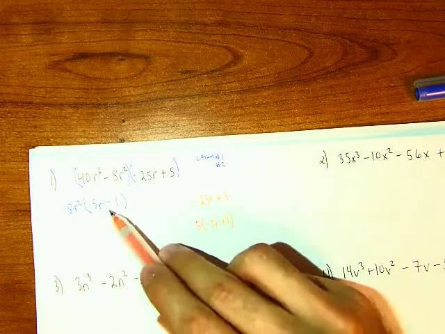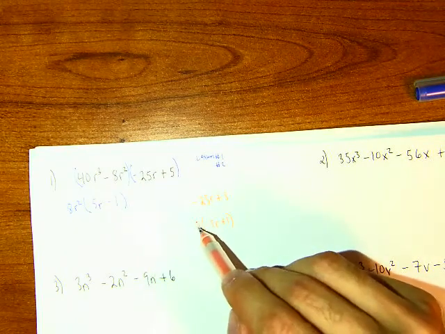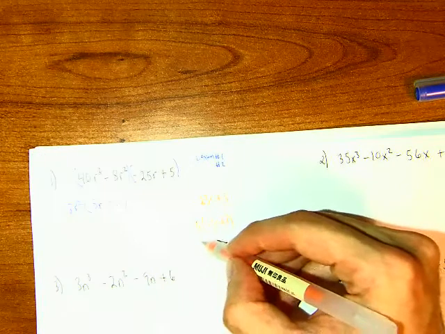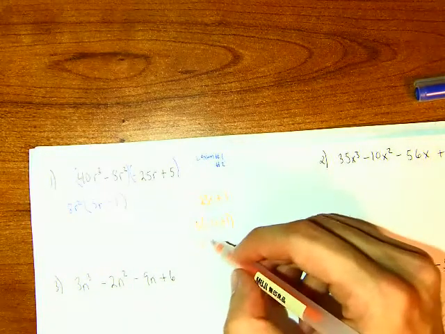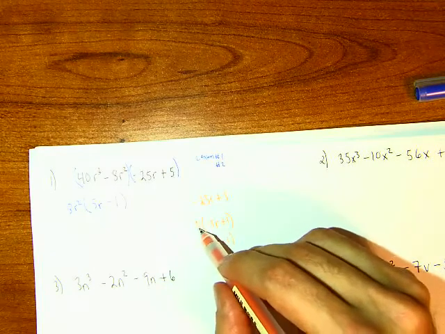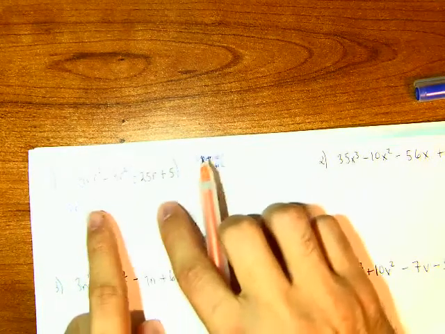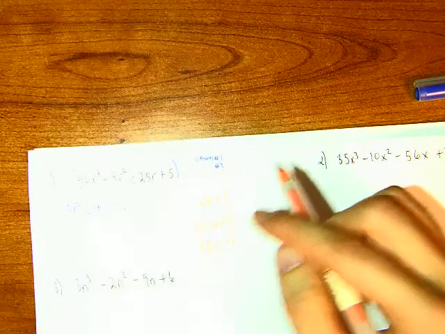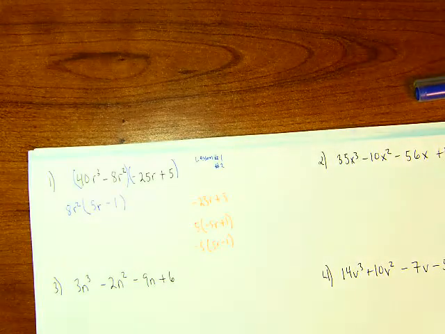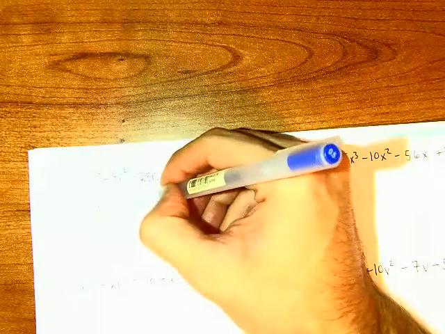Remember, we want to get the same guys over here. We want the same thing. So instead of taking out a 5, you're going to take out a minus 5. And then this becomes 5r minus 1. Okay? If you take out the 5, it won't help you. It won't give you that ability to group them. So you want to take out a minus 5. And then that will be the next thing. So it's minus 5 times 5r minus 1.